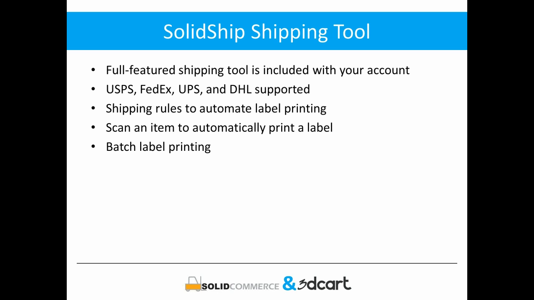We give you the ability to make shipping rules to automate label printing, and that can happen based on the weight of a product, based on the shipping method requested on the marketplace, based on the zip code. So you can fine-tune those rules to create the right type of label. To automatically generate labels, once you have the rules, you can scan an item into our shipping tool. That will automatically print a label based on your rules, or we have the ability to batch print labels.